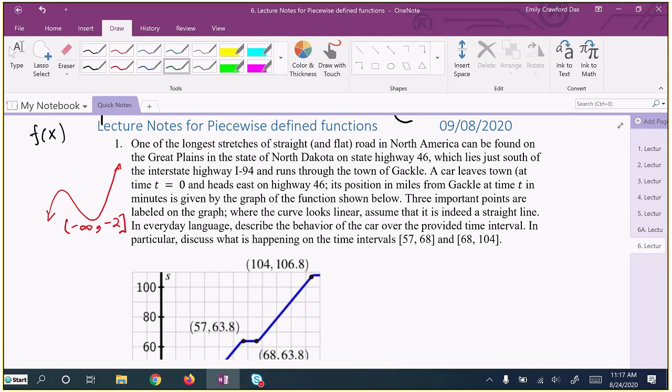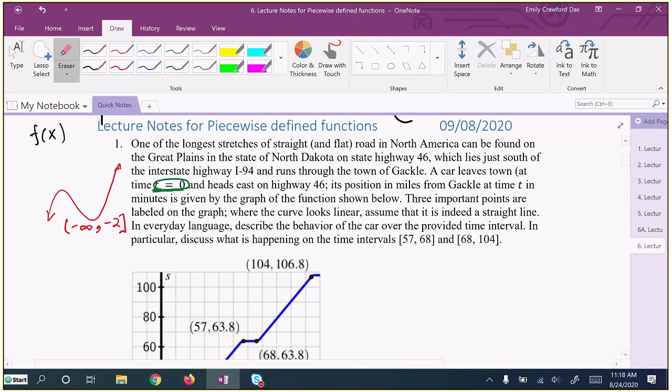First, it says, one of the longest stretches of straight and flat road in North America can be found on the Great Plains in the state of North Dakota on State Highway 46, which lies just south of the Interstate Highway I-94 and runs through the town of Gackle. A car leaves town at time t equals 0 and heads east on Highway 46. That seems important because I see that they've given me a variable and a number. So t equals 0 is important.